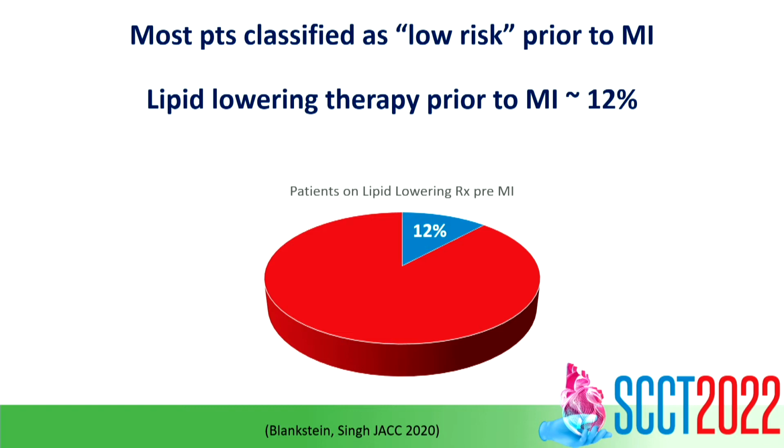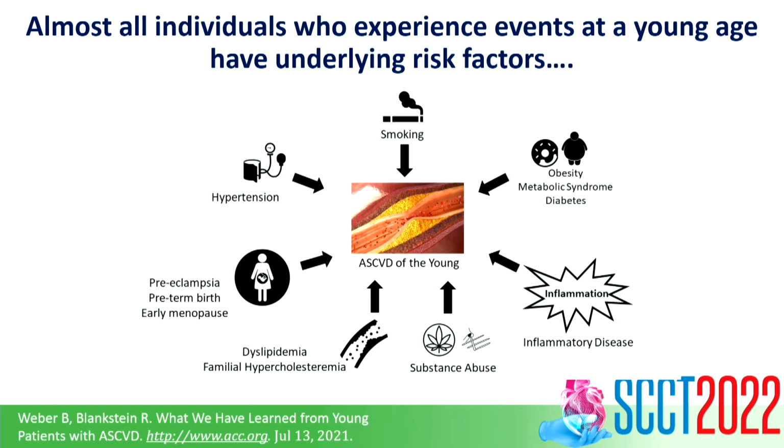But if you then dive deeper and you say individuals who have an MI, are these events that are happening out of the blue? And the answer is no. Almost all these individuals have underlying risk factors, often though they're not recognized. And some of these are traditional risk factors that we all know, smoking and hypertension and diabetes. But some of them are risk factors that haven't always been recognized. And one of the important ones is inflammation, specifically patients who have increased inflammation or systemic inflammatory diseases.